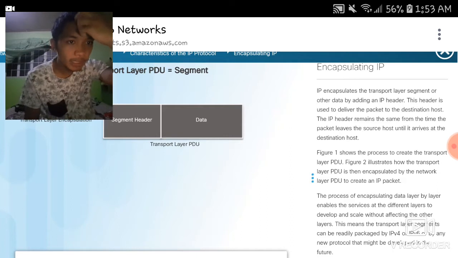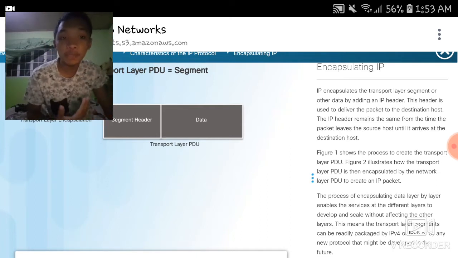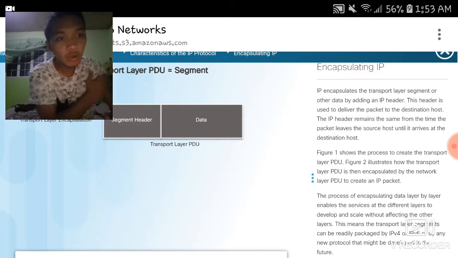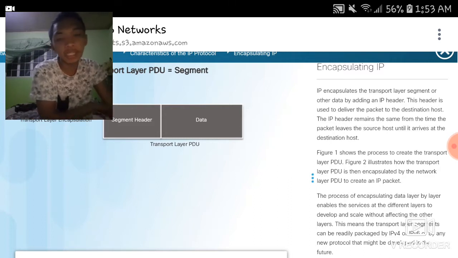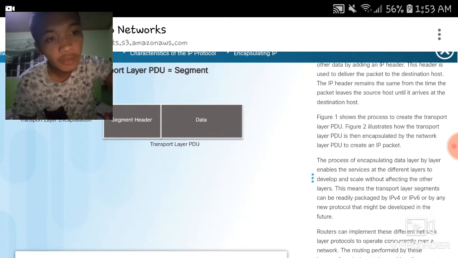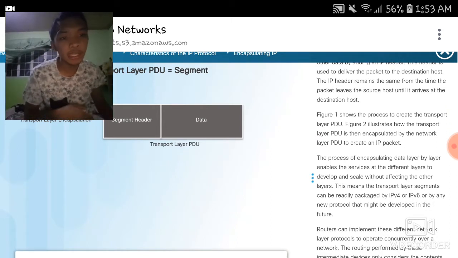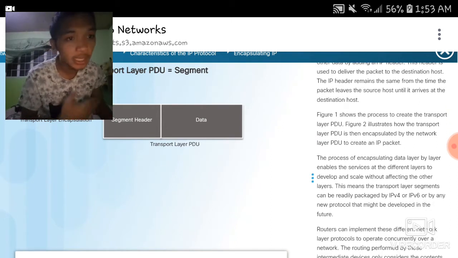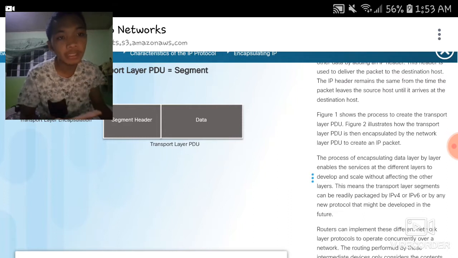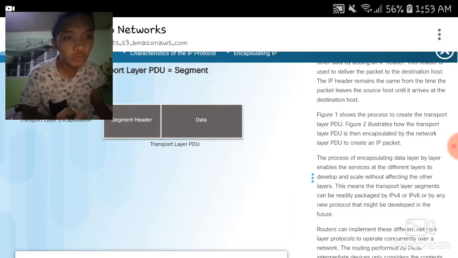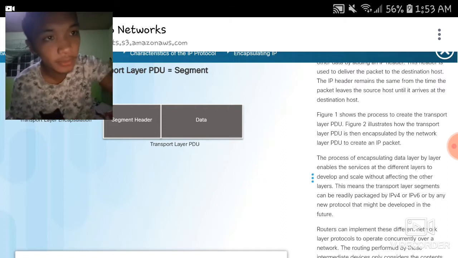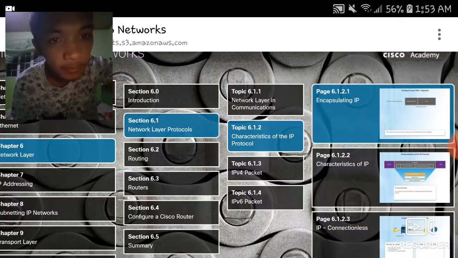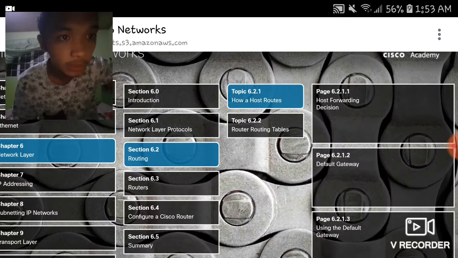The IP header remains the same from the time the packet leaves the source host until it arrives at the destination host. The process of encapsulating data layer by layer enables the services at the different layers to develop and scale without affecting the other layers. Let's go to routing.